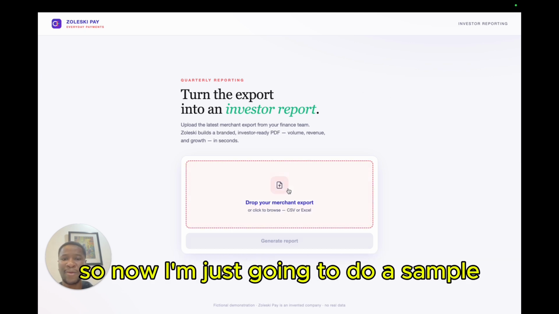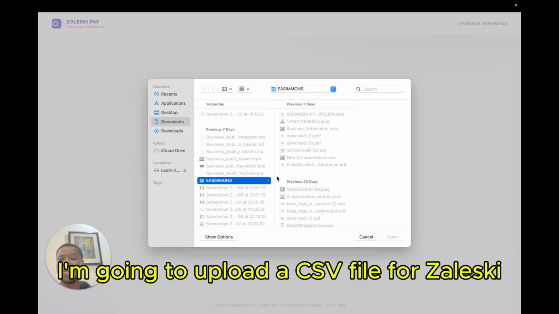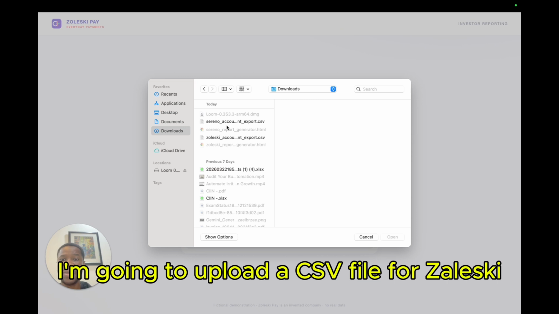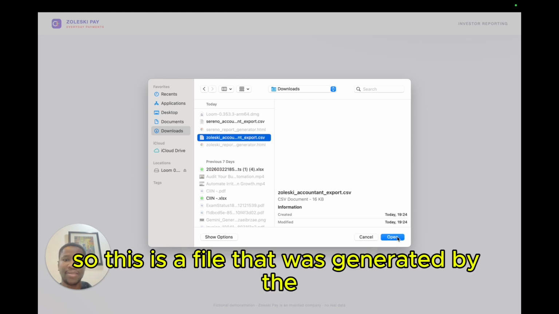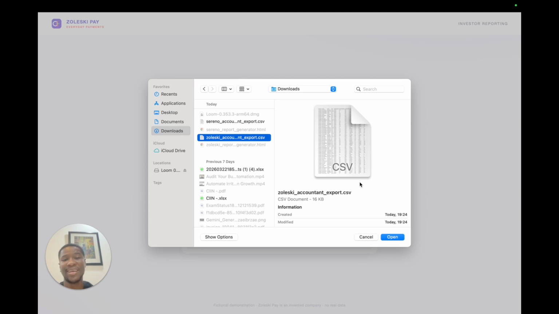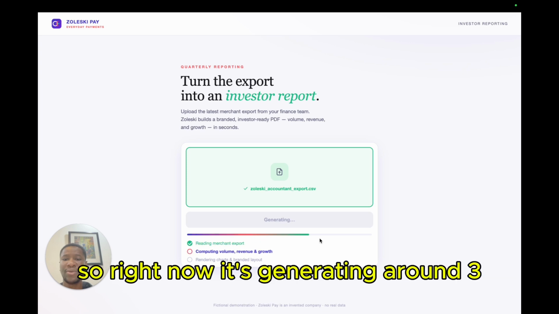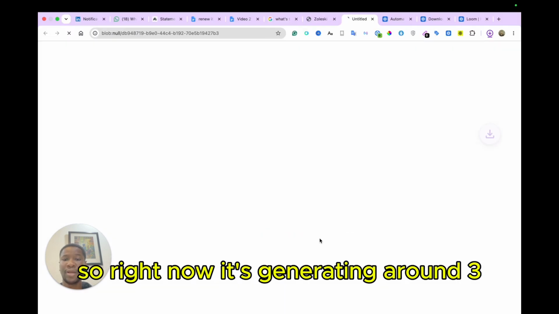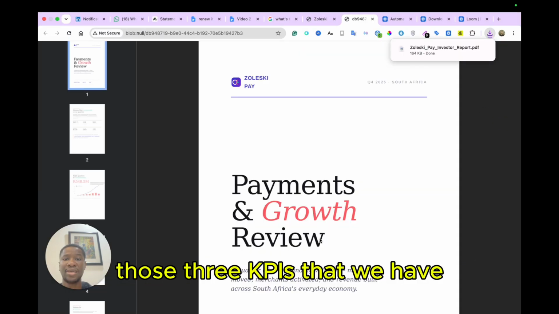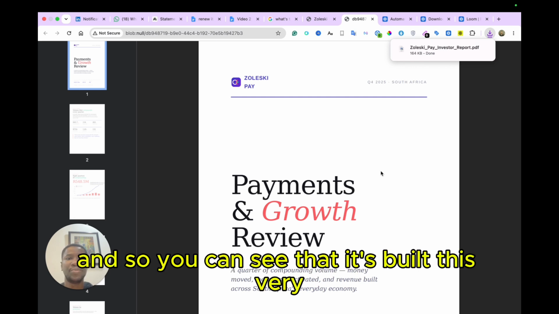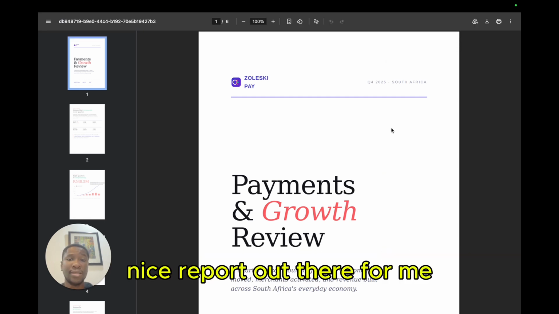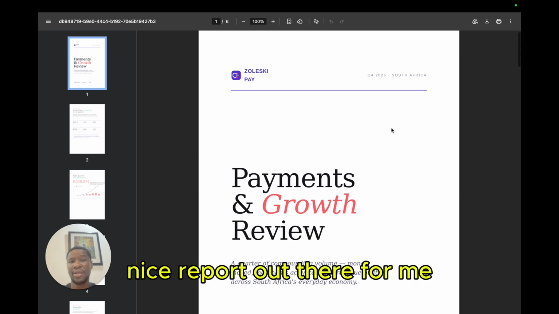So now I'm just going to do a sample. I'm going to upload a CSV file for Zoleski. So this is a file that was generated by the fictitious accountant, and we would upload that, and then, okay, great, we'll generate the report. So right now it's generating around those three KPIs that we have, and so you can see that it's built this very nice report out there for me.